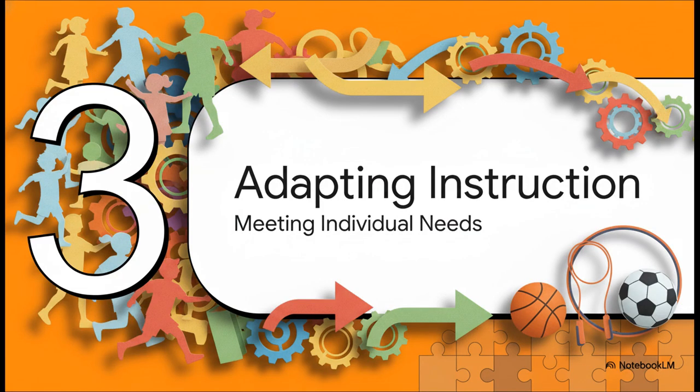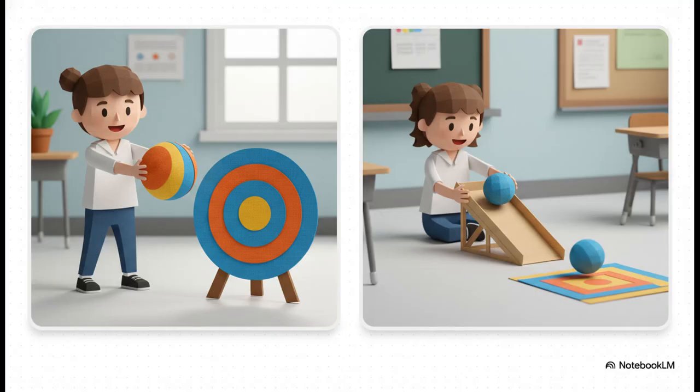Section 3. Adapting your instruction. So how do we take these big, beautiful philosophies and make them work when we've got 30 kids running in every direction? We do it by actively adapting our instruction. And for this, you need to know the difference between an accommodation and a modification like the back of your hand. An accommodation is a support that helps a student access the lesson without changing your underlying expectations.